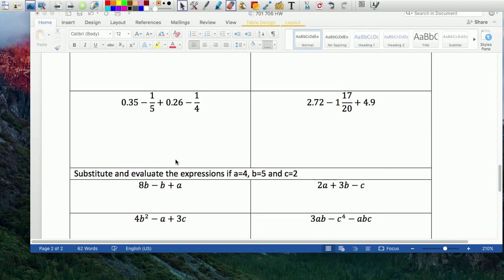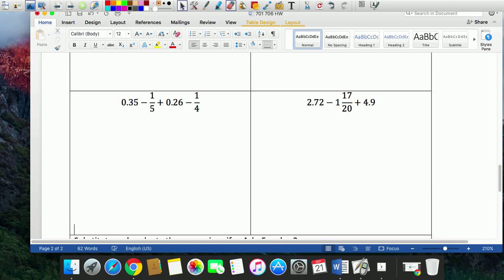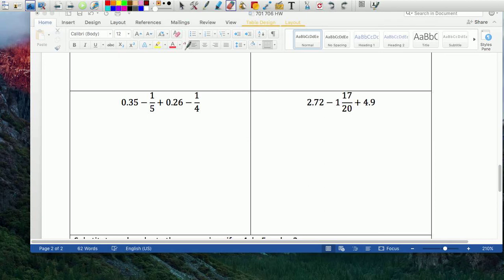This one. Now the problem here is you have a combination of decimals and fractions. So you have a choice of whether you change everything to decimals or everything to fractions. Whatever you want to do. In this case, this particular one, I would have chosen decimals. 0.35 is 0.35. 1/5 is 0.2 plus 0.26, and 1/4 is a quarter, right?